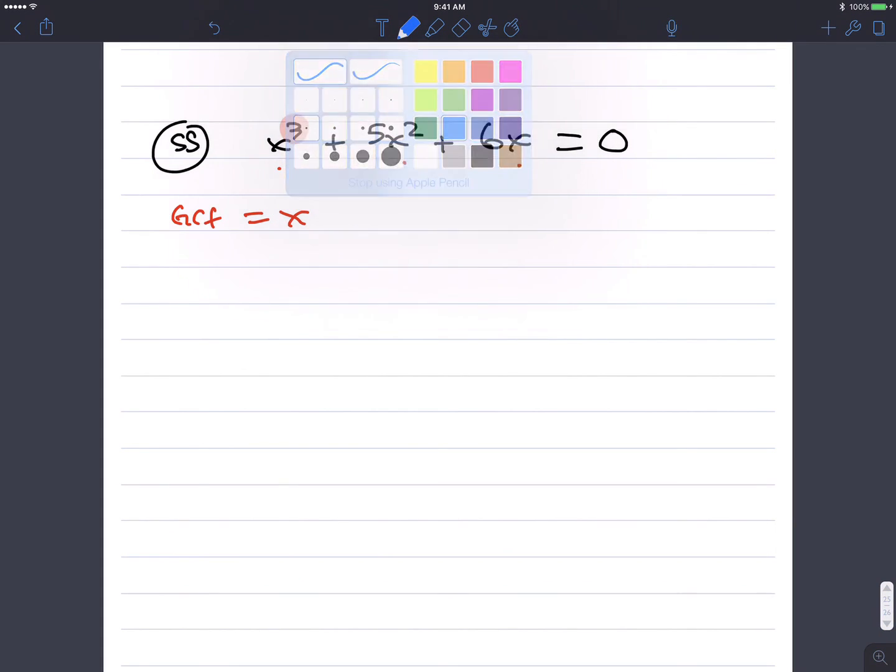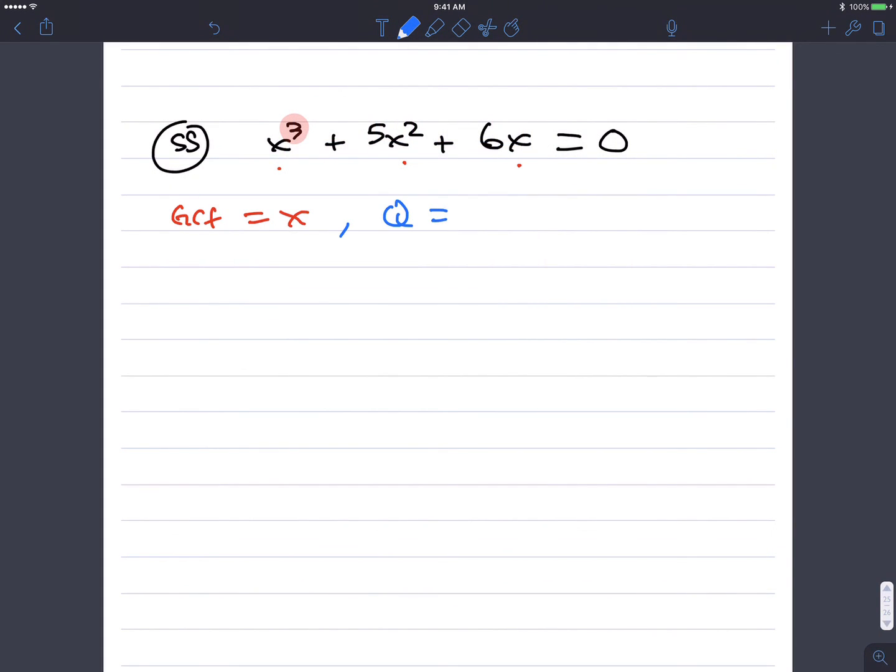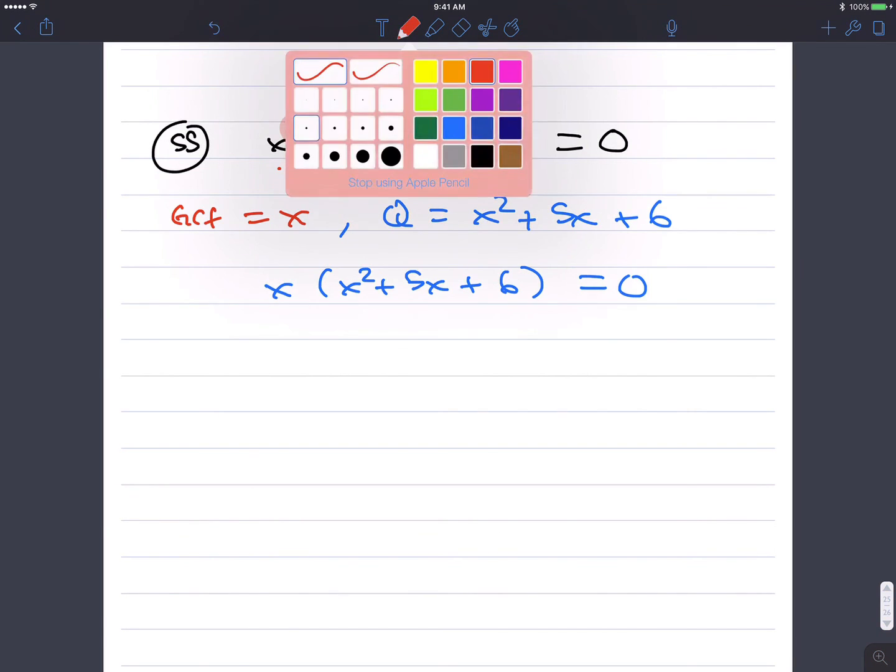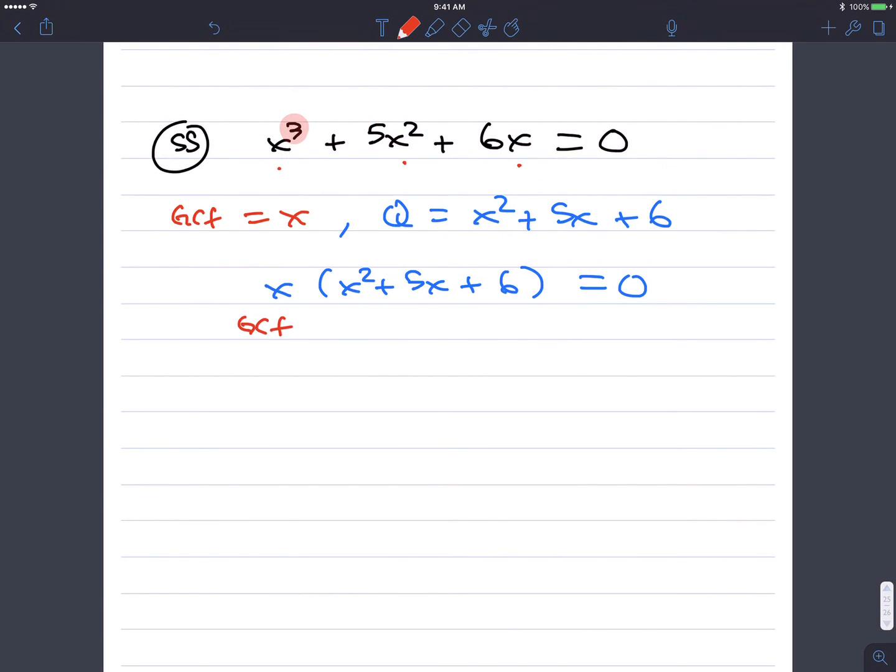Could you get me the quotient? Good. Isn't that just one degree less for the power, because you're dividing by x to the first power? So we get x times (x squared plus 5x plus 6) is 0. Greatest common factor, quotient. You have to factor that quotient.